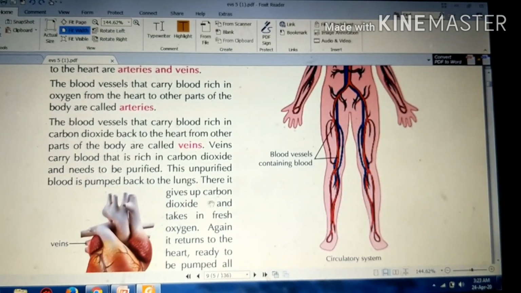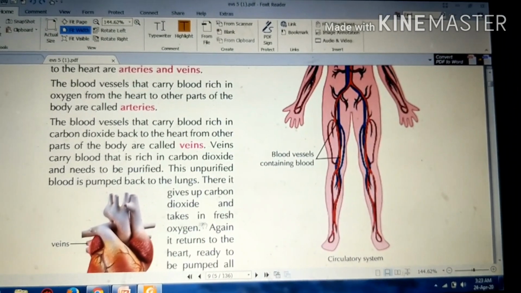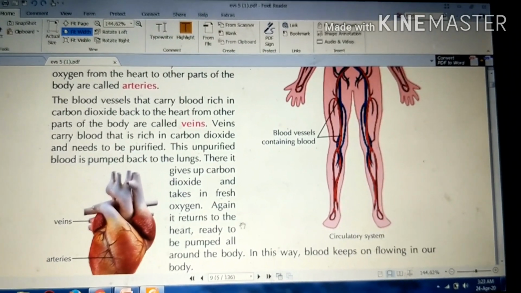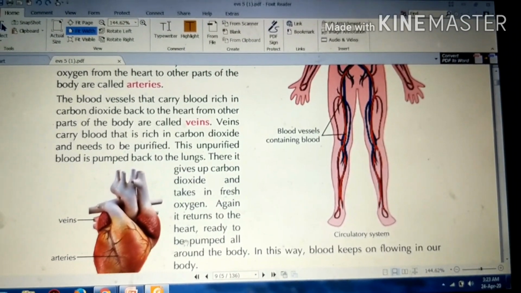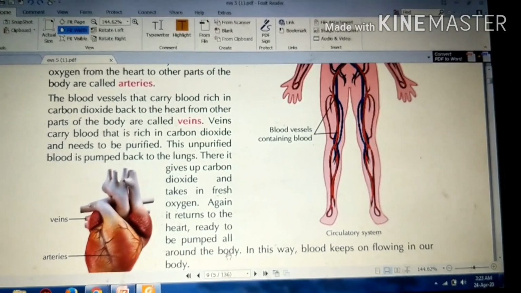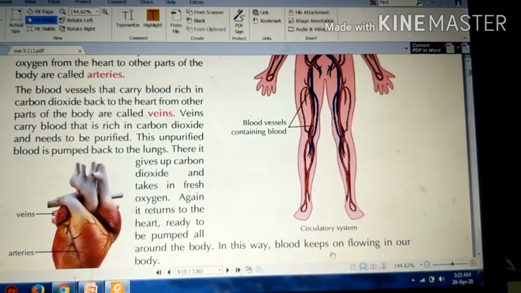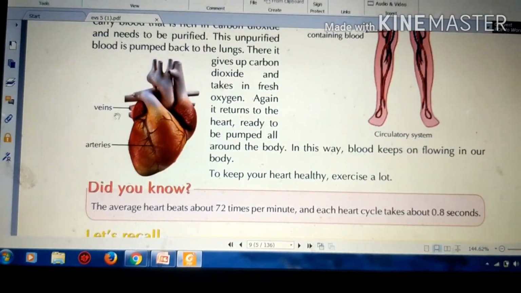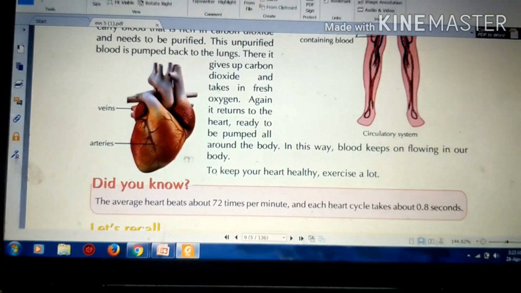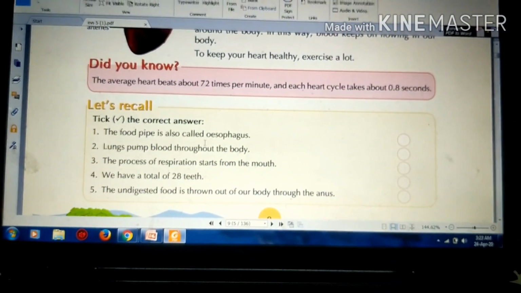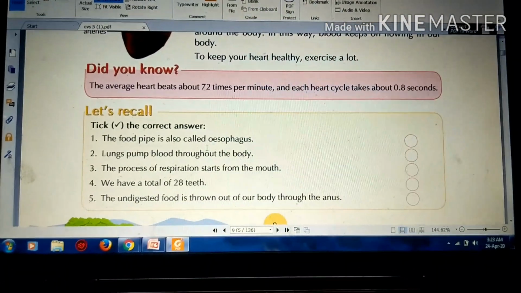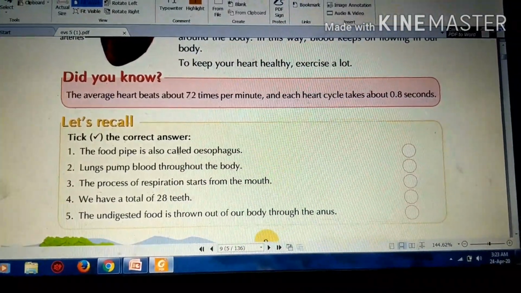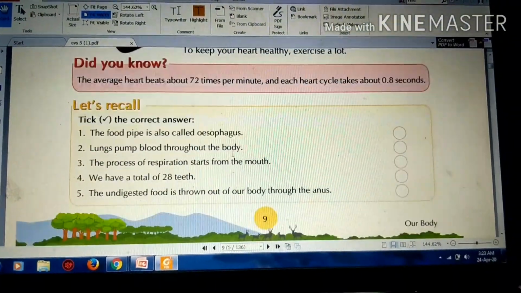There it gives up carbon dioxide and takes in fresh oxygen. Again it returns to the heart, ready to be pumped all around the body. In this way, blood keeps on flowing in our body. Okay, see, there is a picture of veins and arteries. So what you will do here, you will write it in your copy and you will do this as your homework.